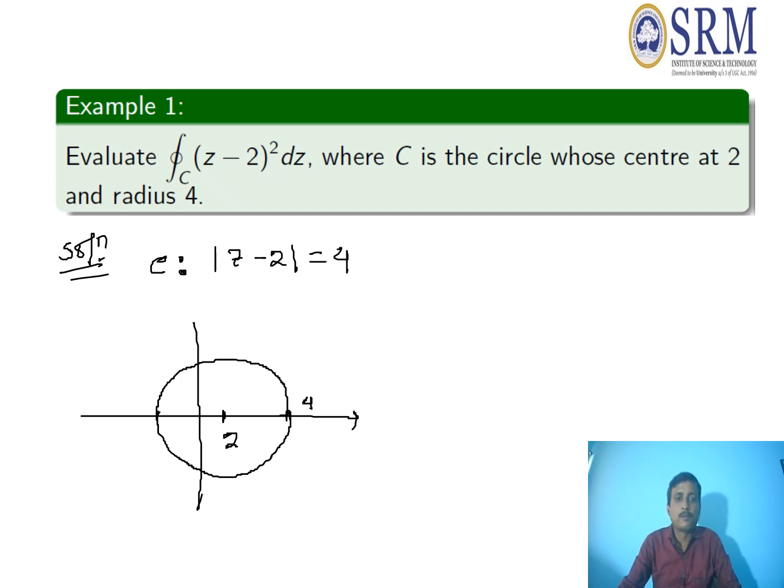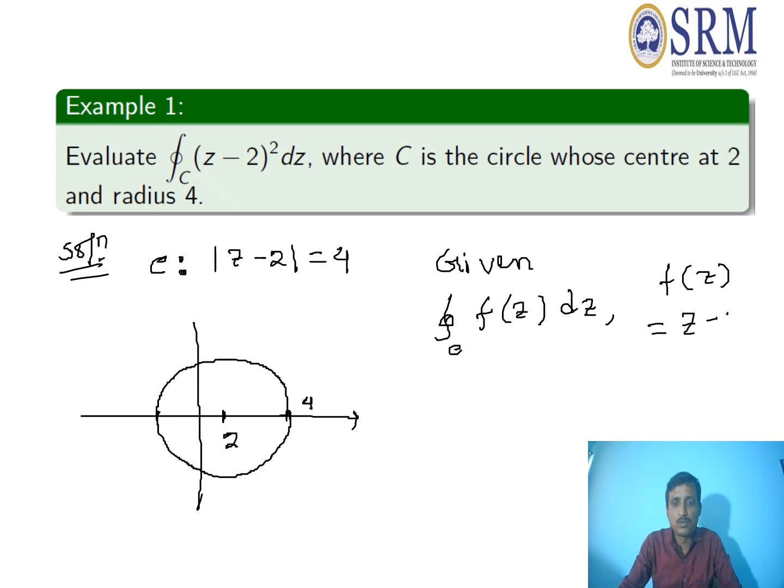Now look at that integration. The integration is given like this: the integral over C of f(z) dz. Then what is f(z)? Your f(z) is equal to (z minus 2) squared. Now you see, is f(z) analytic on or inside C or not? That one you have to check.